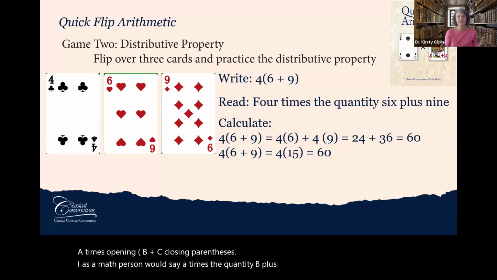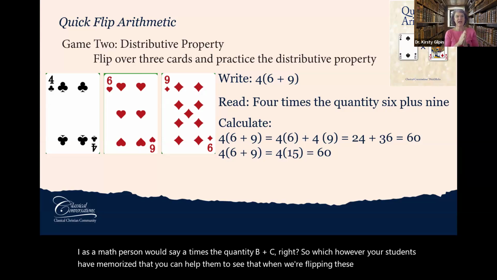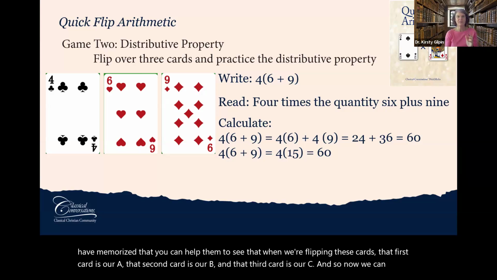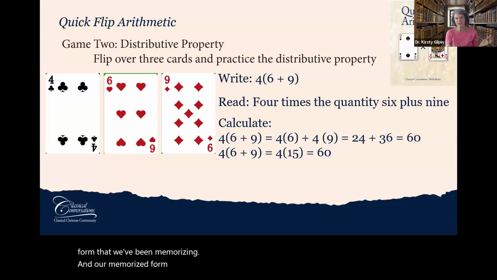However your students have memorized that, you can help them to see that when we're flipping these cards, that first card is our A, that second card is our B, and that third card is our C. And so now we can take that form that we've been memorizing, and our memorized form now tells us how to put those numbers in.